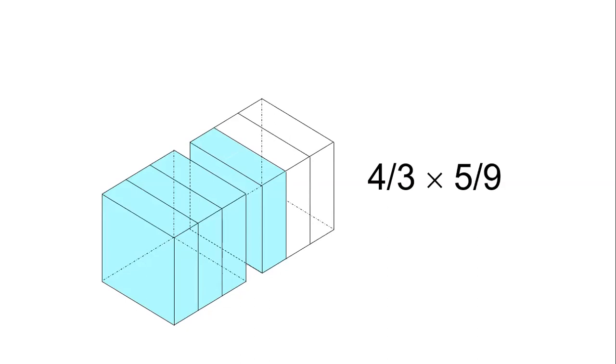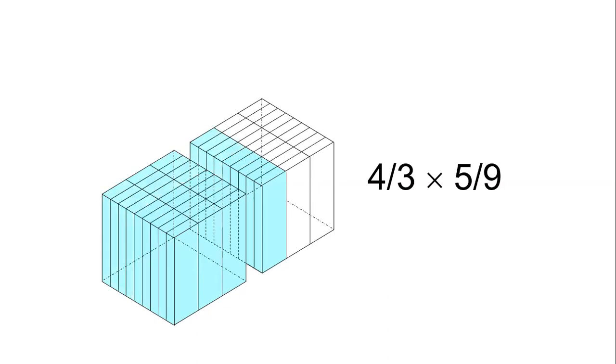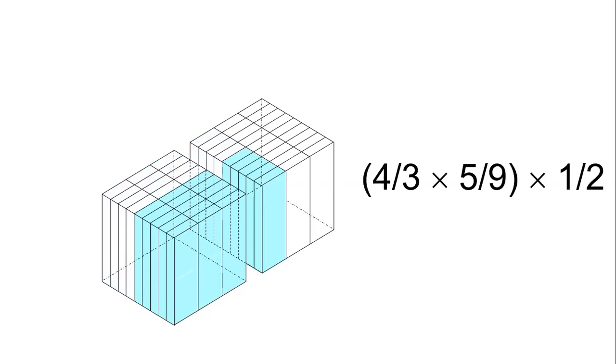The second fraction is 5/9. So this whole thing is getting split into 9 parts, and 5 of them are reserved. So this is 5/9 of 4/3. Now we have it. So that's the left hand side.